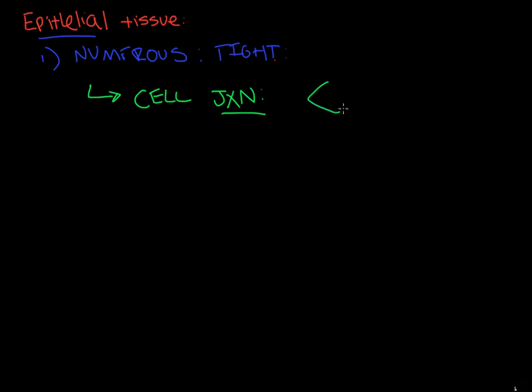So if you think of a cell like this, and like this, and like this, and there's tons of these just everywhere, there has to be some sort of connection between these two. So the first type of cell junction is called a, what do you know it?